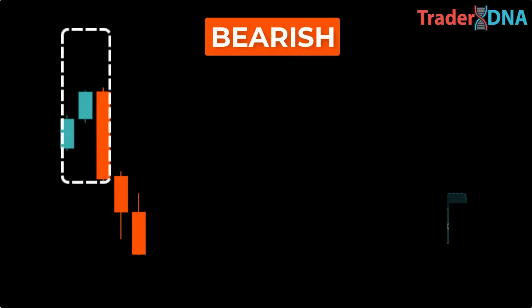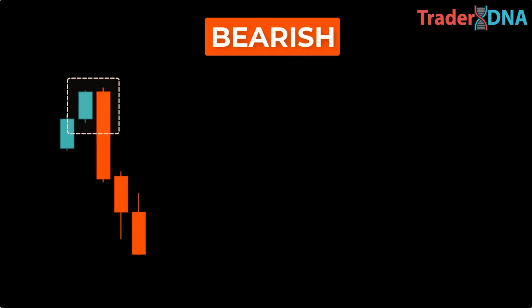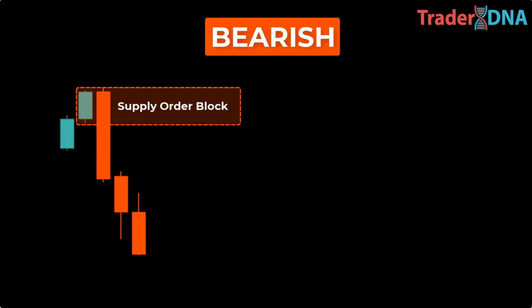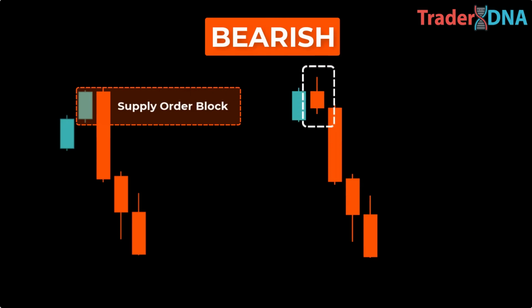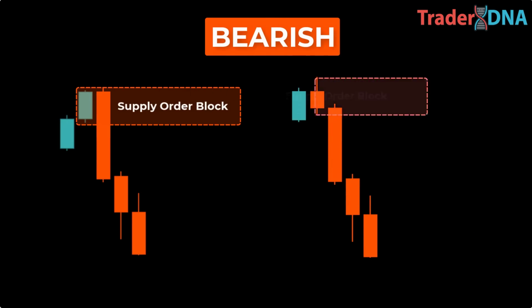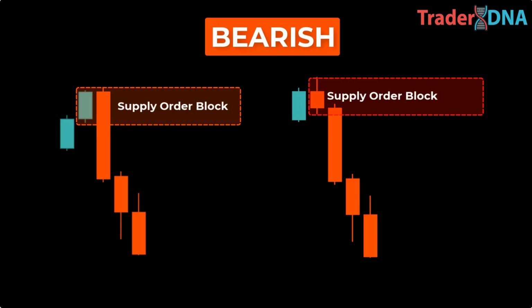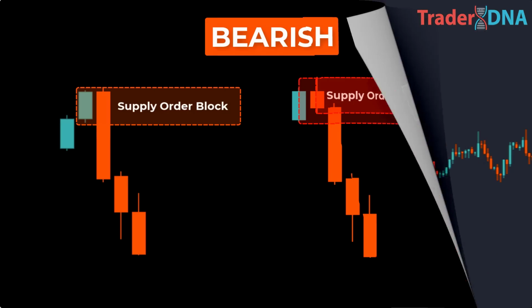The same concept applies in a bearish market. The last bullish candle before an impulsive drop is marked as the supply order block. Similarly, a small red candle just before a strong downward movement can also be marked as the order block. If the order block isn't engulfing, you can either start marking from the last green candle or just highlight the small red candle before the price plummets. Mastering this technique of identifying order blocks, whether in a bullish or bearish context, will give you a solid foundation for understanding how institutional activity influences market movements, allowing you to trade with greater precision.